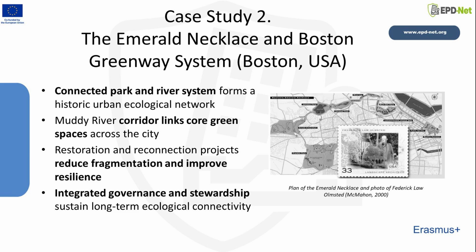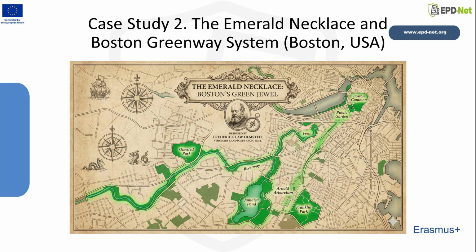Central to the network is the Muddy River system, which connects the Charles River, Back Bay Fens, Riverway, Olmsted Park, Jamaica Pond, Arnold Arboretum, and Franklin Park, functioning as a linear ecological corridor within a dense urban context. From an urban ecological network perspective, the Emerald Necklace combines large core areas with riparian corridors and transitional landscapes that reduce fragmentation and support ecological processes.